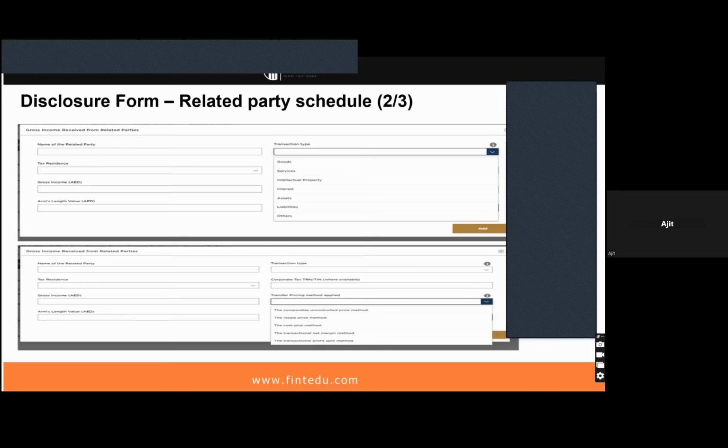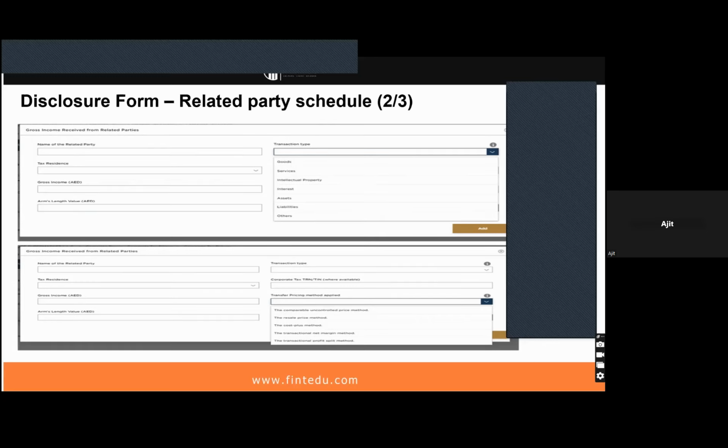Taking an example of selecting the quotations for any commodities. Quotations are not the CUP method. Those are in the form of the other method, based on the business and economic circumstances. So this is just the Article 35 related party schedule. We need to give the name of the related party, the tax residence, and the details. And then there are certain methods we need to select.